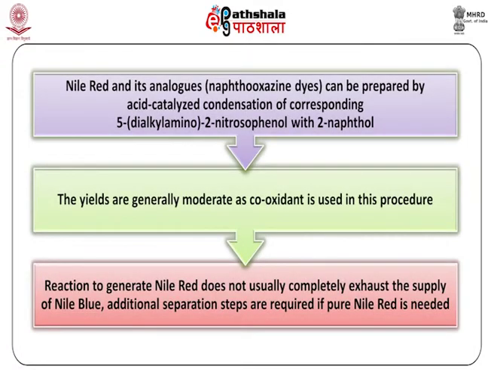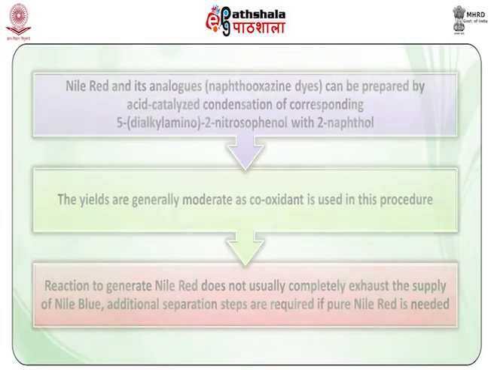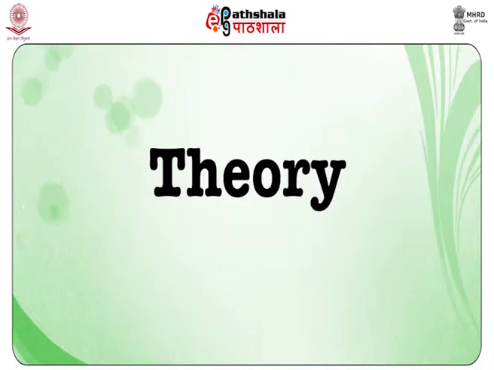Alternatively, Nile Red and its analogues can be prepared by acid-catalyzed condensation of corresponding 5-dialkylamino-2-nitrosophenols with 2-naphthol. The yields are generally moderate as no co-oxidant is used in this procedure. Since the reaction to generate Nile Red does not usually completely exhaust the supply of Nile Blue, additional separation steps are required if pure Nile Red is needed. Now let us have a look at the theory.